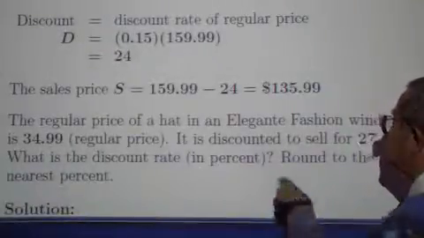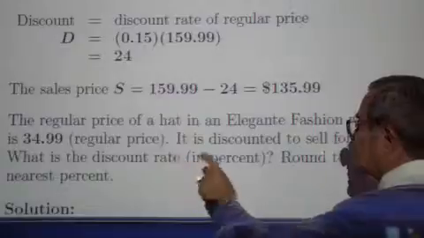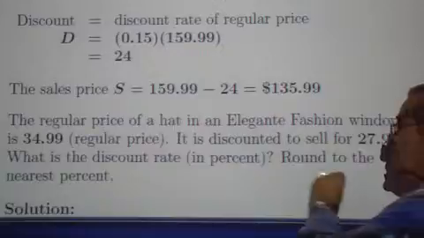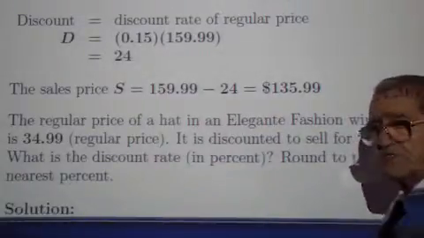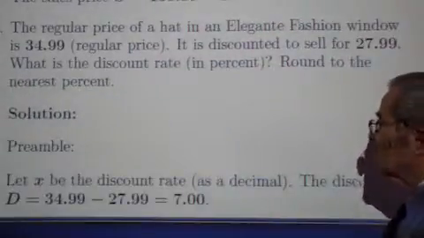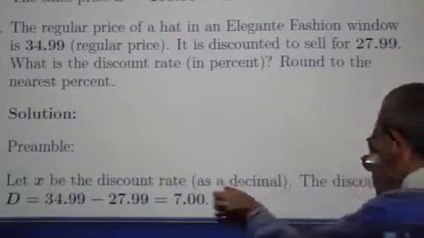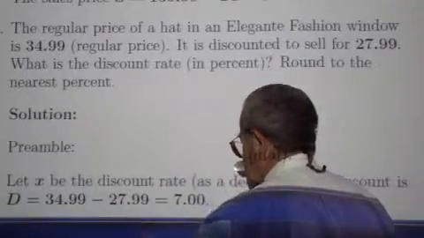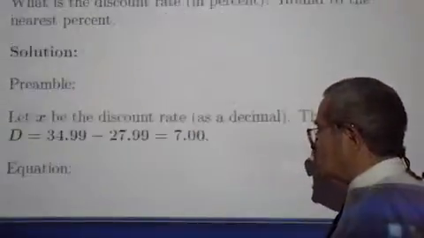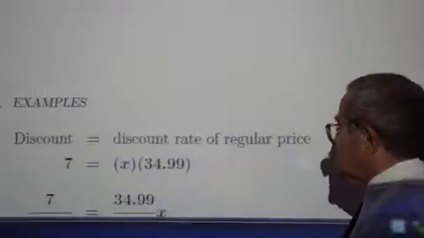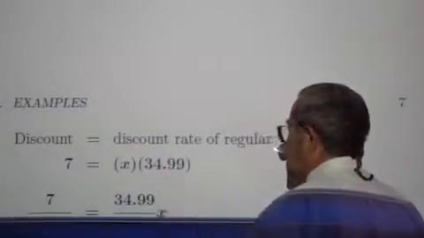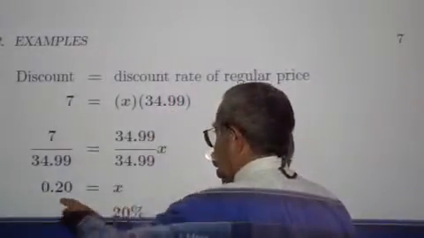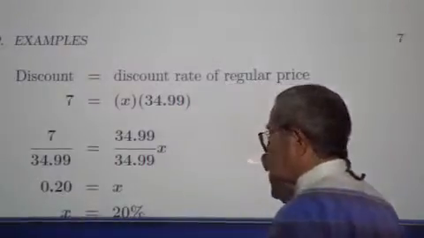Now, the regular price of a hat was $34.99. It is discounted to sell for $27.99. What is the discount rate? What is the percent now? Let X be the discount rate, as a decimal. The discount was the regular price minus the discounted price, which is $7. That's the discount, and the discount is a percent of the regular price. You divide both sides by 34.99, and you're supposed to get about 0.2 or 20%.